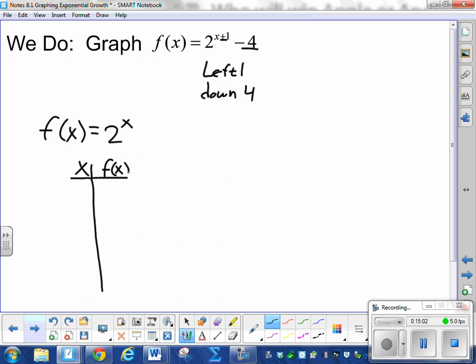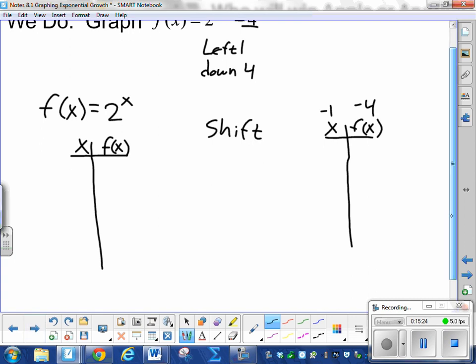f of x. Okay, and then you're going to make a shifted table over here. And when you shift everything over, the x values are going to go left 1, so you're subtracting 1 from your x's. Your f of x values are going down 4, that's like your y, so you're subtracting 4 from your y values. All right, so that's going to be your shift.